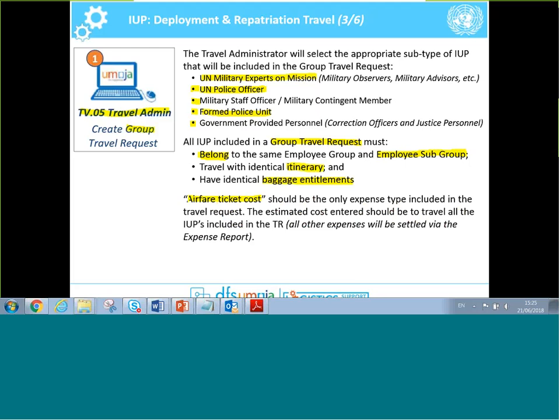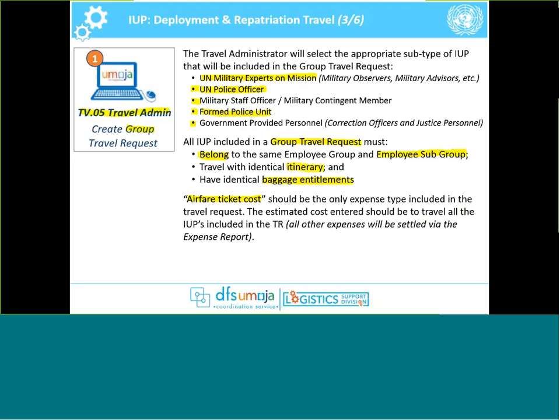And all the other expenses should be included, if any, in the expense report. So the airfare ticket cost that you will indicate, because as a travel administrator, when you raise a travel request on behalf of the uniformed personnel to deploy them into the mission area or to repatriate them, you have to indicate the estimated cost, right? You will need to indicate the estimated cost for the airfare ticket.